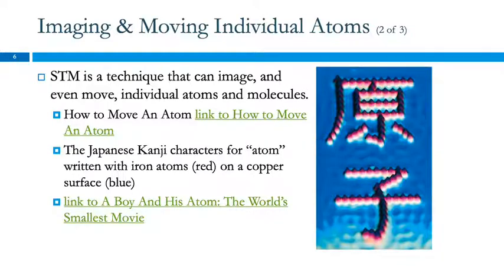And with this STM, they're also able to pick up a single atom and move it around and put it down where they want. And so here they've taken iron atoms and spelled out the Japanese kanji characters for atom. So they wrote atom with atoms. You know, scientists have sort of a weird, subtle sense of humor. So there's a couple of videos here that are interesting, that I think give you a better idea of how STM works.